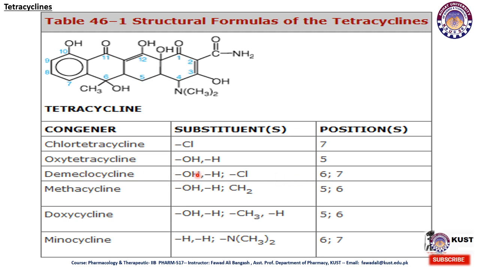Demeclocycline has different substituents at the 6 and 7 positions. Methacycline also has substituents like OH, H, and CH2 at the 5 and 6 positions respectively: CH2 at the 6 position, and OH and H at the 5 position. Doxycycline has OH and H at the 5 position and CH3 and H at the 6 position. Minocycline has hydrogen at the 6 position, and hydrogen and a dimethylamino group at the 7 position.